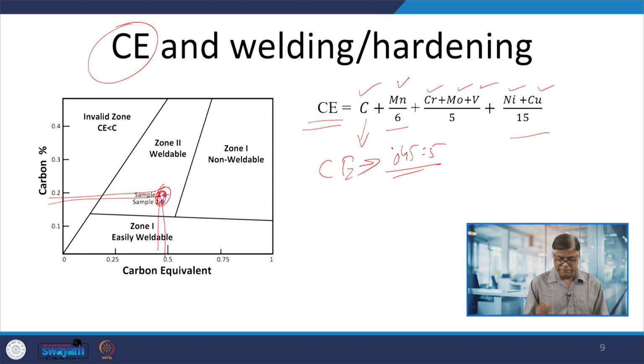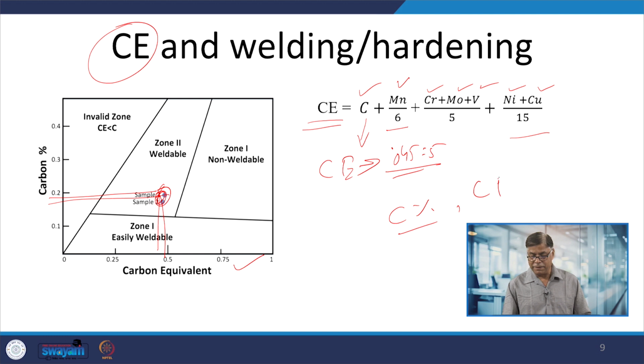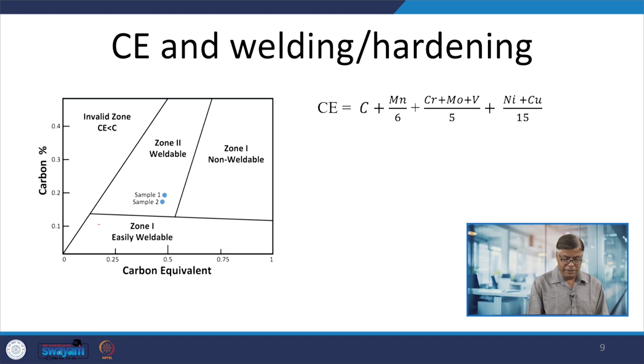So, if the carbon equivalent and the carbon content are seen in combination, then based on the carbon percentage and carbon equivalent, this entire Graville diagram shows three different zones. What it shows is, if the carbon content is less than say 0.15 or so, then it is easily weldable for the entire range of the carbon equivalent.